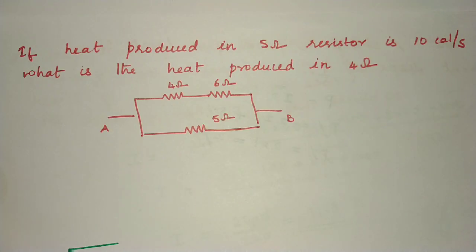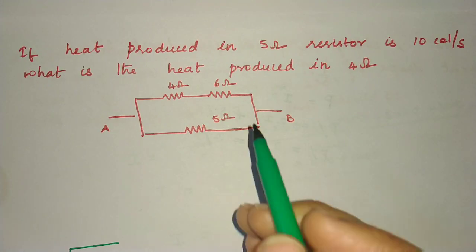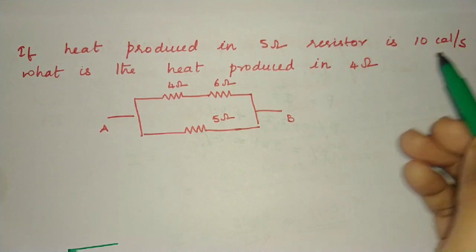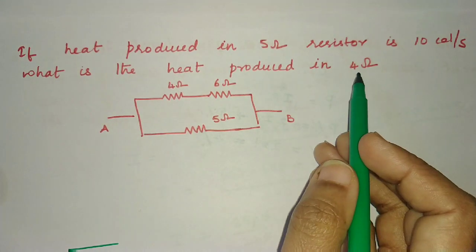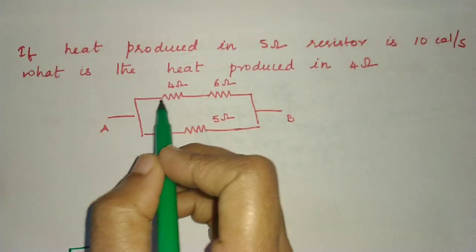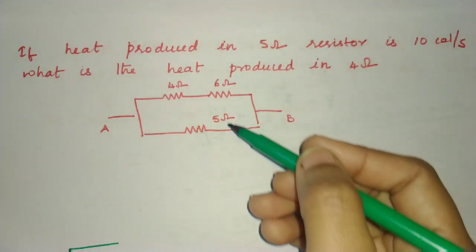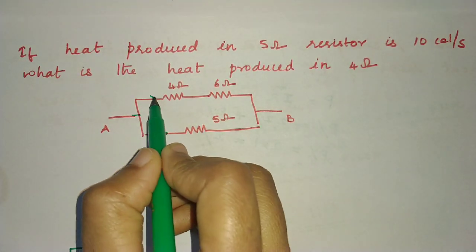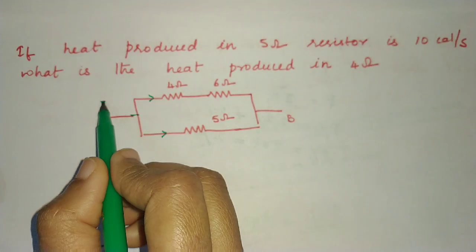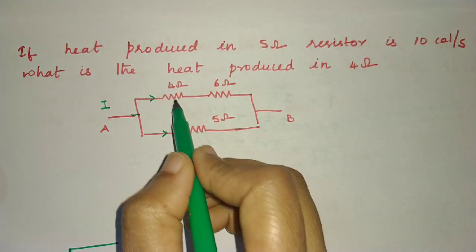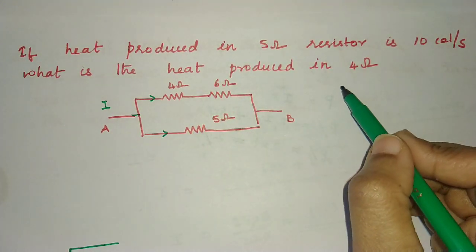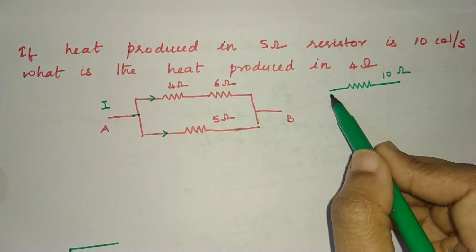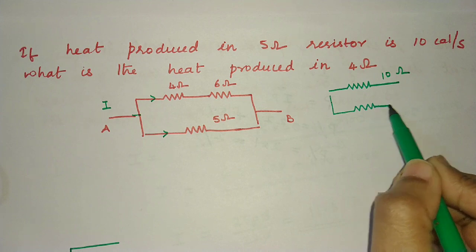So in this question, it is said that the heat produced in a 5 ohm resistor is 10 calories per second. That means it's a power. What is the heat produced in 4 ohms? Now since the resistors are in parallel combination, first let us find out what is the current in these two branches. So let the total current be I. What is the total resistance of the upper part of the circuit? It is 10 ohm. Below this you have 5 ohms.